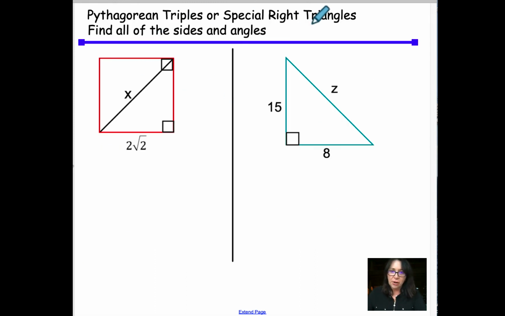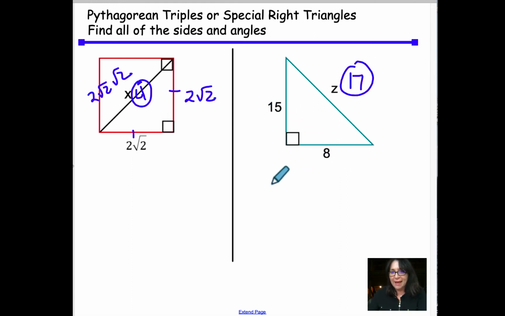For this one here, I'm assuming this is going to be a square. They didn't say that. It's either square or rectangle. But this would be 2 root 2. This would be 2 root 2. And this side would be 2 root 2 root 2. So 2 times 2 is 4, so x is 4. This is another triple, 8, 15, and then this is 17.